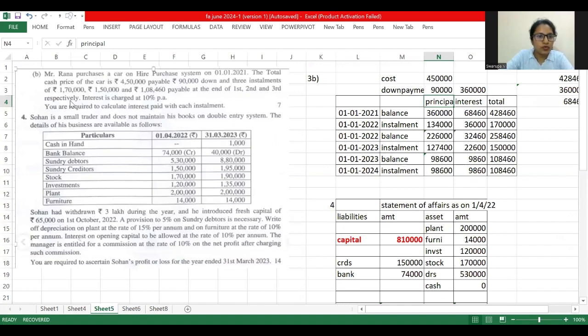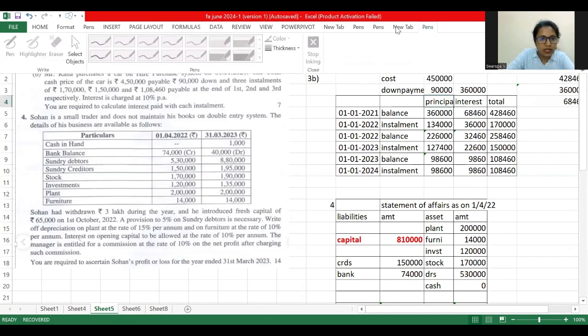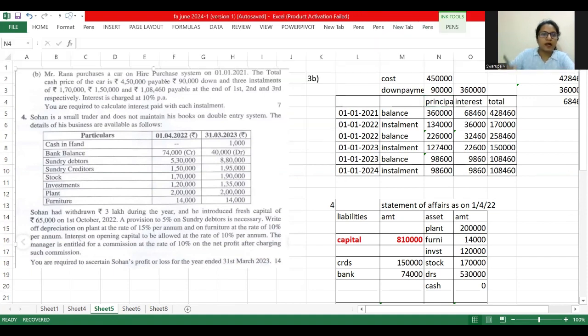Now we will go to 3B. Okay, 3B is about installment, so it is about hire purchase. A car, Rana purchases a car on hire purchase. Total cash price is 4,50,000. 90,000 is the down payment and balance installments are given. Interest rate is given. You need to calculate the interest paid in each installment.